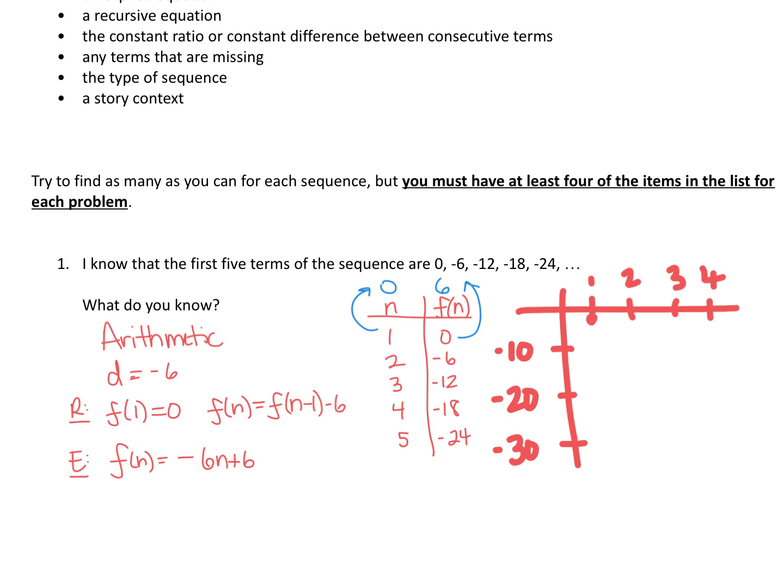When n is 2, we're at negative 6. n is 3, we're at negative 12. f of 4 is negative 18. Okay, and then I'll extend this so that you could see what happens at 5. At 5, we're down at negative 24. So it has a very constant rate of change. It's forming a straight line, but I don't connect my dots.